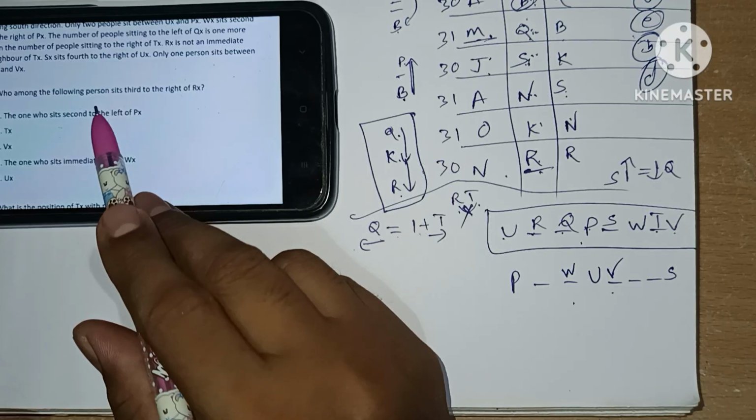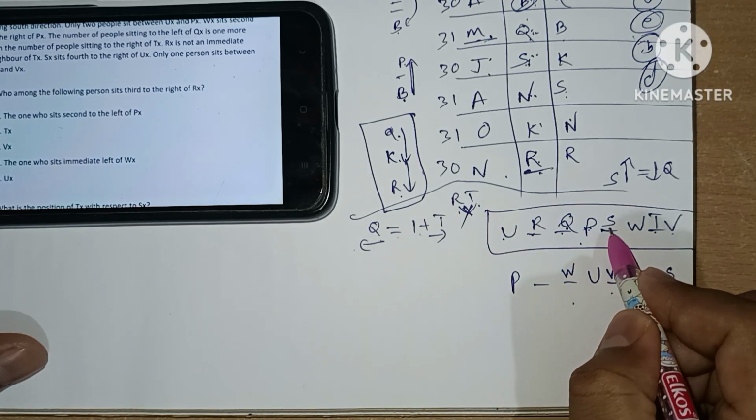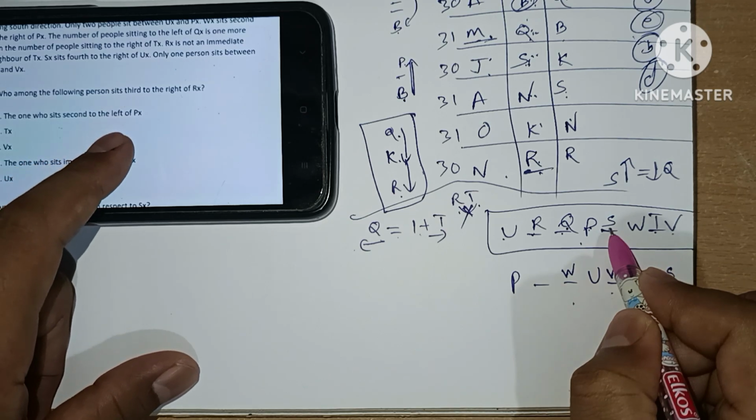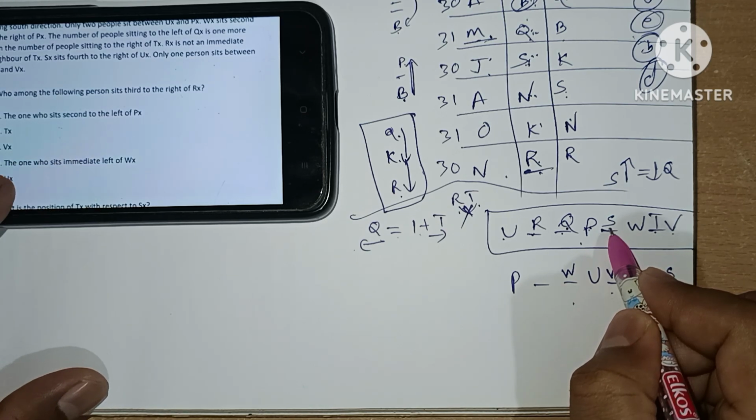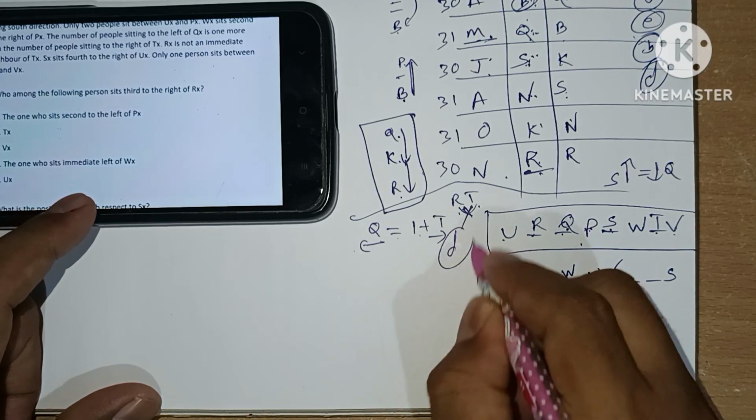Who among the following persons sits third to the right of R? 1, 2, 3, S. So the one who sits second to the right of P, no. Second to the left of P, no. The one who sits immediate left of W, S. Option D is our answer.